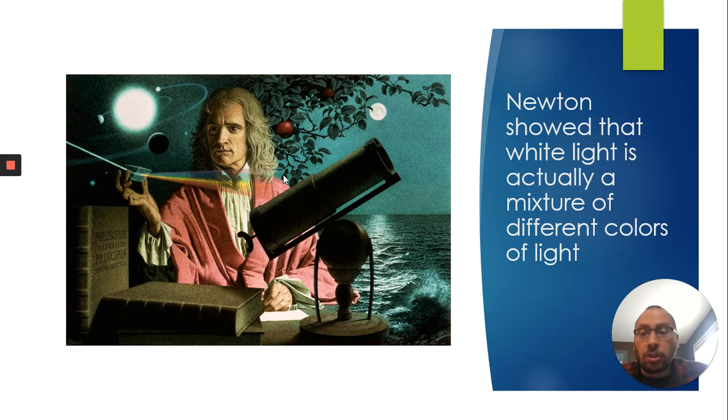But yeah, Sir Isaac Newton showed that white light is actually a mixture of different colors. And he did this by shining it through a prism. I'm sure you guys have seen this before. In the picture on the side here, he's got a prism where there's light coming through and it breaks up into the different colors of the rainbow, the Roy G. Biv that you guys learned a long time ago.